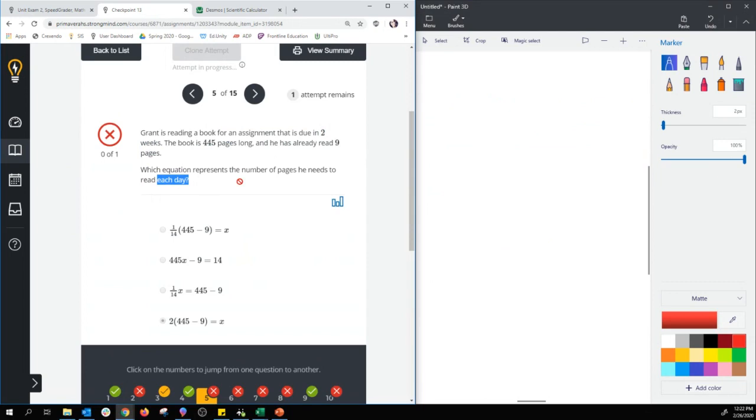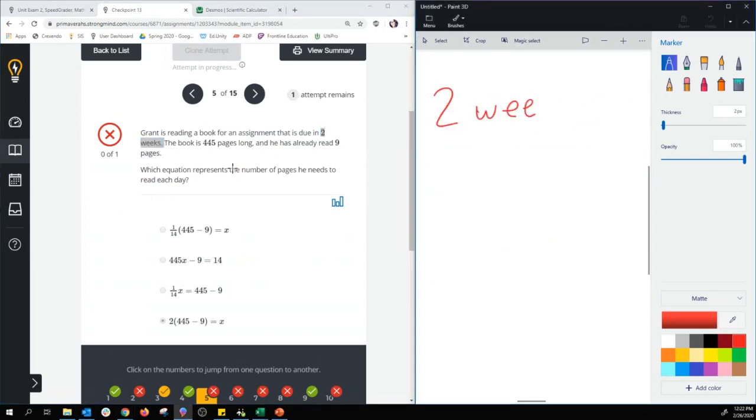So this question is tricky for a few things. I want to know how many pages he needs to read each day, right? And I know he has 2 weeks to finish the book. So I'm given 2 different values for time. I'm given weeks, but I need my answer to be in days. So if I have 2 weeks to read this book, how many days are in those 2 weeks? 14, right? Because each week has 7 days. So I have a total of 14 days to read this book.